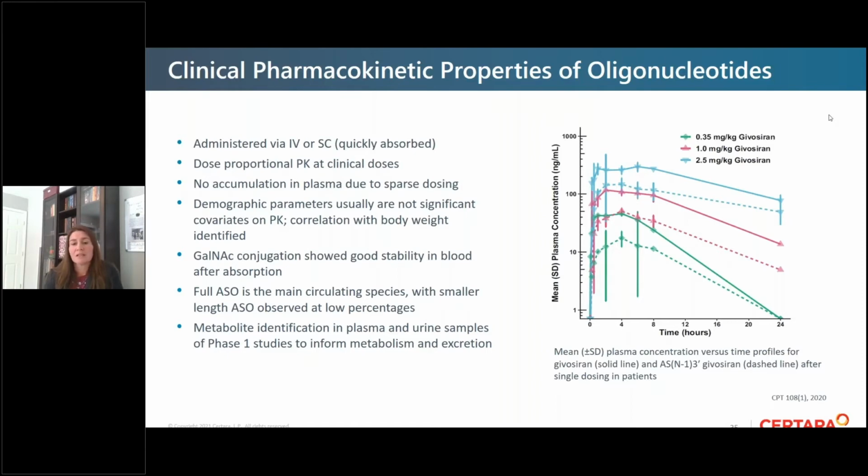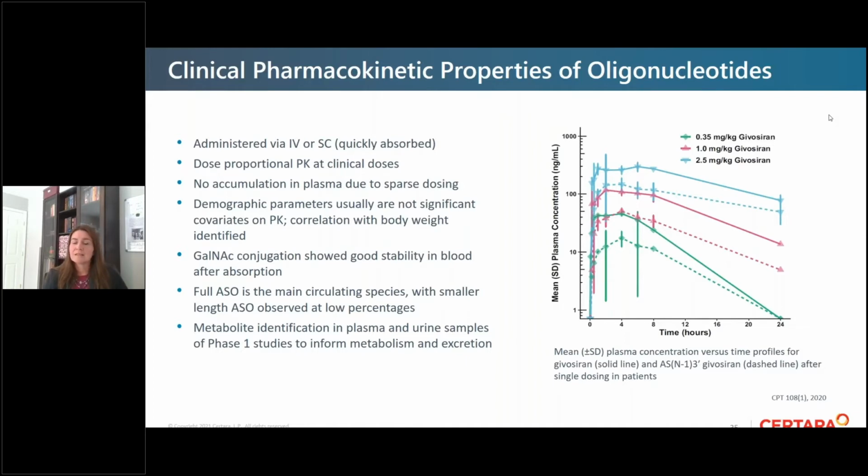The plot you see here is an example from givosiran, which is a GalNAc conjugated ASO. The solid lines represent the parent GalNAc drug, and the dashed lines you see there are the main metabolite that was observed in plasma samples, which is formed based on the loss of one nucleotide from the 3' end of the molecule. In general, the parent is the major component, or the main circulating species that you see in plasma, and these metabolites tend to be in a very small proportion or percentage relative to the parent.